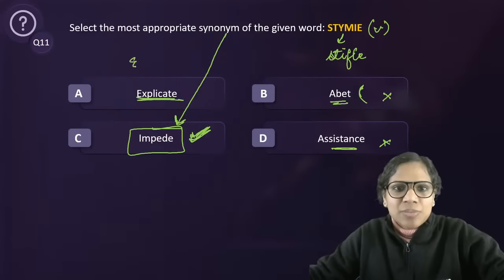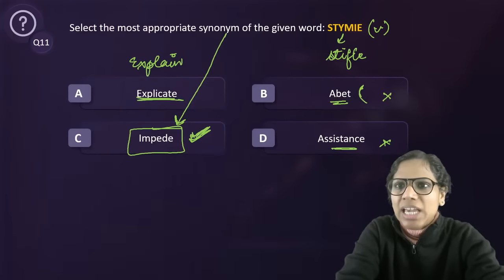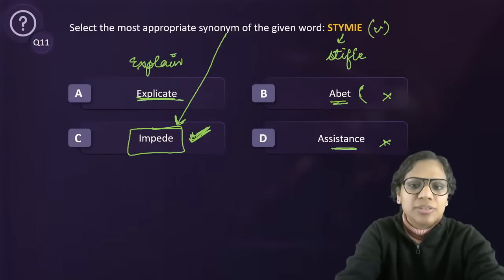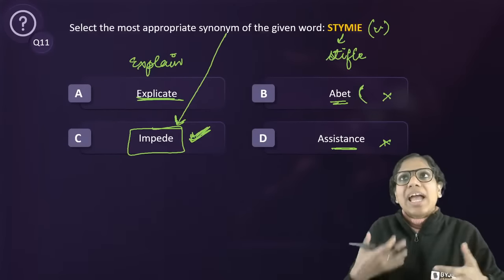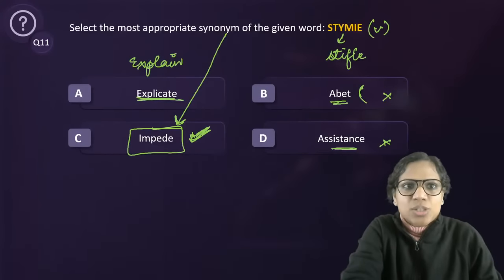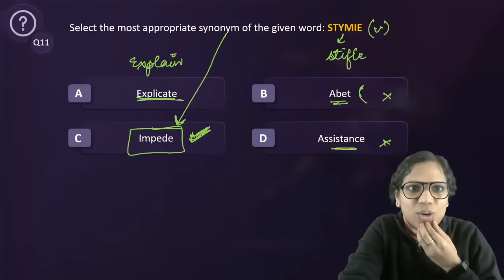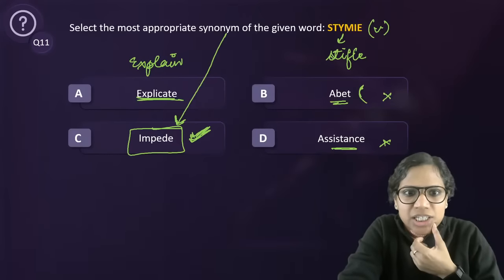Explicate, it's somehow related to explain. When we explicate something, what are we doing? Are we simply explaining it? We're also analyzing it. We're also trying to come to some conclusion from it. That's when we explicate. All right.